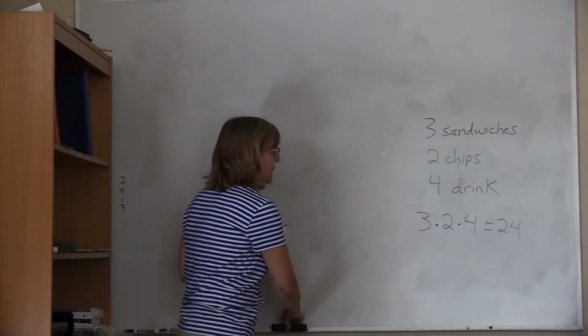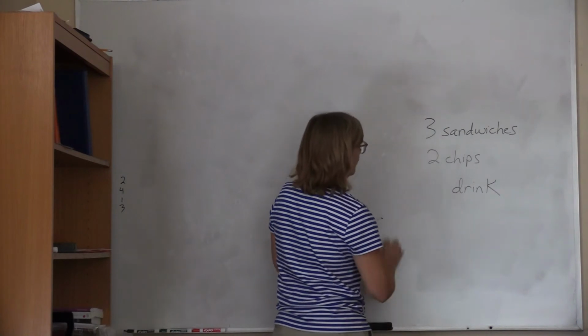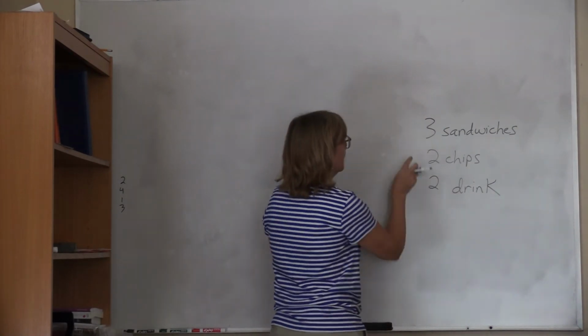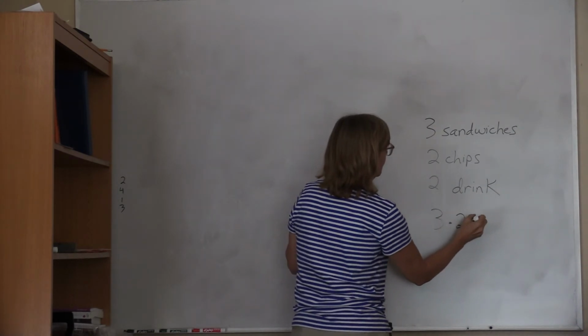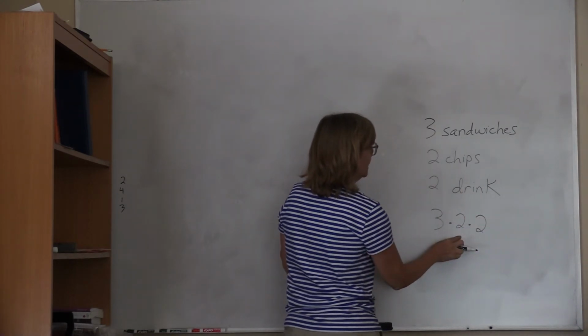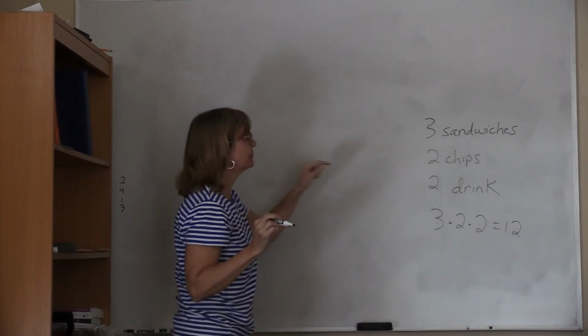Let me make it simpler so I can prove this to you. Let's just say I have 2 different drink choices. So I'm telling you the rule. It's multiply again. 3 times 2 times 2. 3 times 2 is 6 times 2. So I have 12 different meal options.